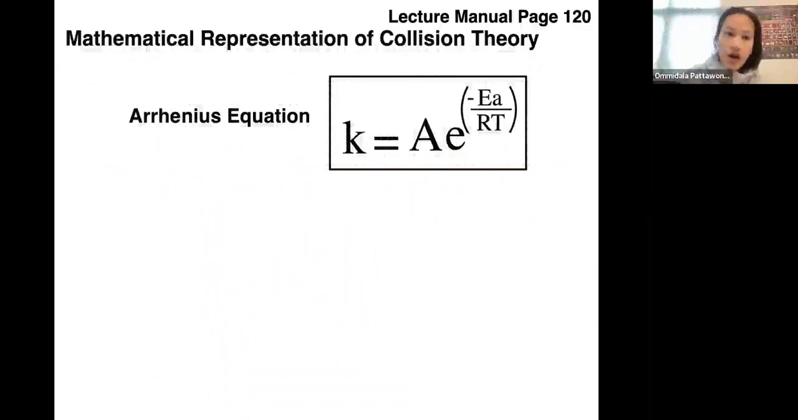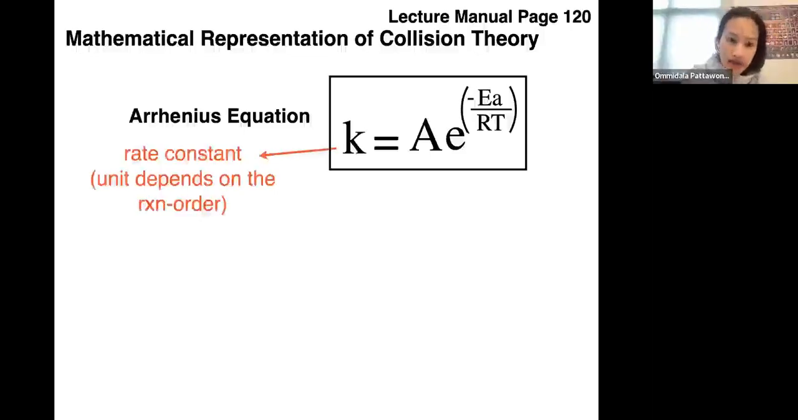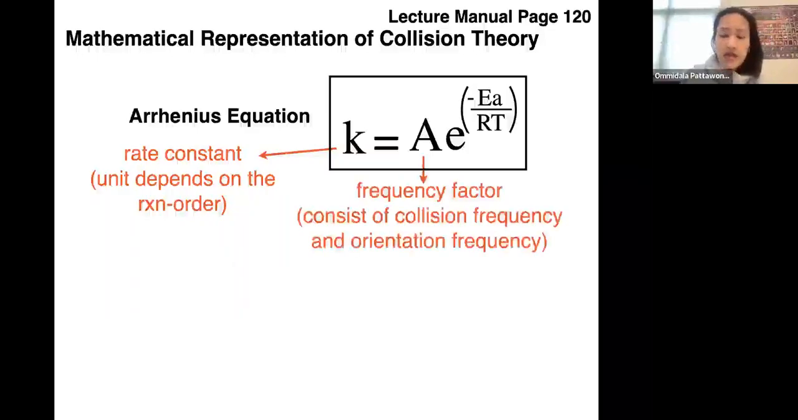The collision theory can also be represented by a mathematical equation called the Arrhenius equation. So this is the Arrhenius equation. k is the rate constant. We are going to look into more detail when we talk about the reaction rate, but just note that the rate constant is directly proportional to the rate of the reaction. So if you see a high value of the rate constant, it indicates that the reaction speed is going to be fast.